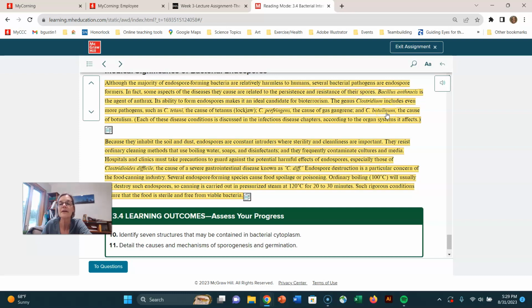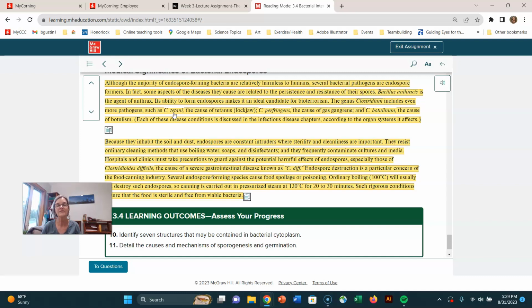Clostridium botulinum causes botulism, which is the worst food poisoning you can get. And it's funny because it's related to Clostridium tetani, but Clostridium tetani causes your muscles to contract and stay that way, whereas Clostridium botulinum causes your muscles to relax and stay that way, which could again be deadly.